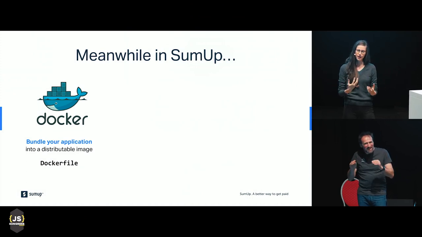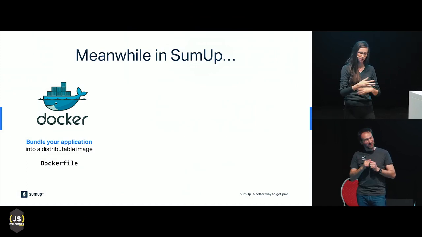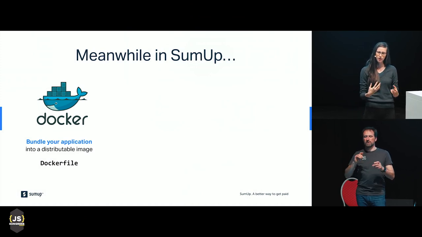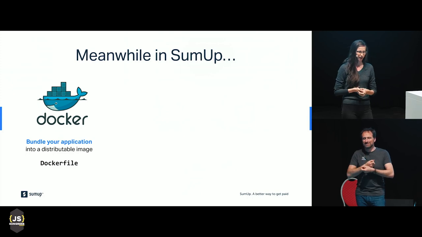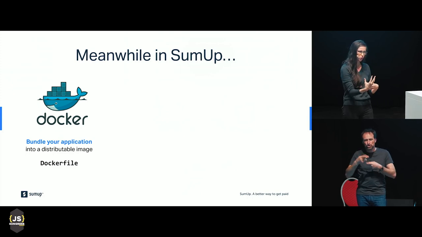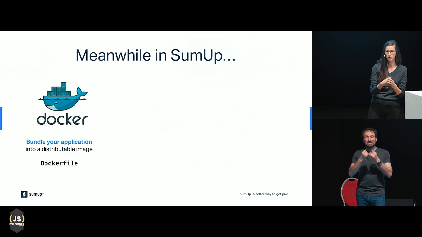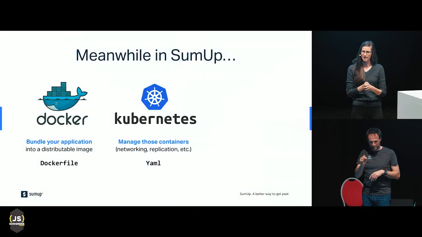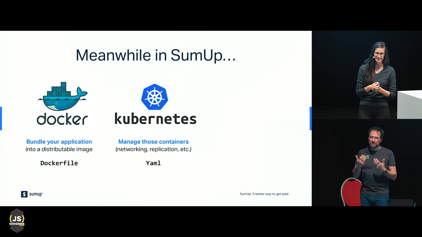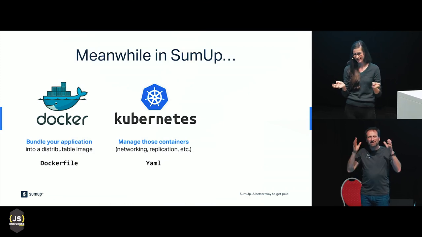So Docker allows you to bundle together your application in a way you can distribute it. And what's neat about this is that as developers, we can write our Dockerfile, we can ship it, we can actually have control over the image, the things that are installed on it, and so on. That's pretty neat. Then on top of this, we have Kubernetes. And Kubernetes is one of these things that is infamous for being hard to explain. It's billed as container orchestration.